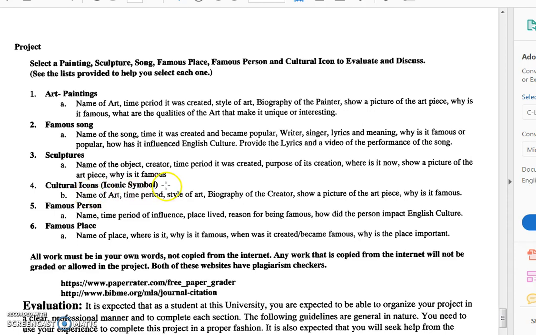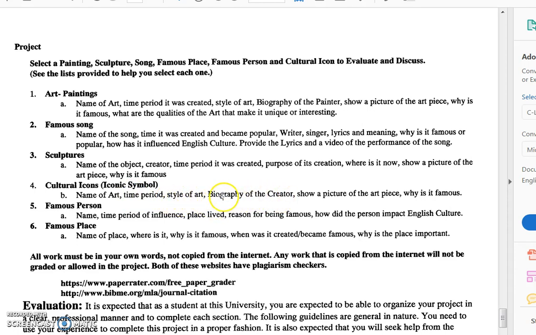So what you're going to do is choose a symbol, an icon, that is famous, something that everybody recognizes and knows. I want you to research and find out what the name of that icon or art piece is, what time period it was created in, and what the style of it is.